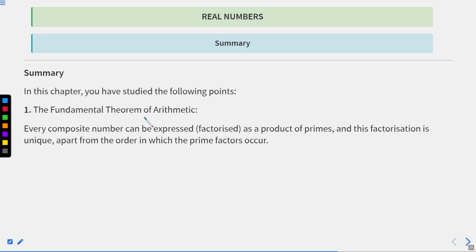Now we summarize whatever we covered in this chapter. In this chapter you have studied the following points. First point is the fundamental theorem of arithmetic. It states that every composite number can be expressed or factorized as a product of primes, and this factorization is unique, apart from the order in which the prime factors occur.